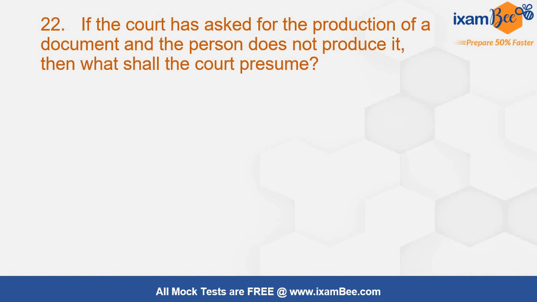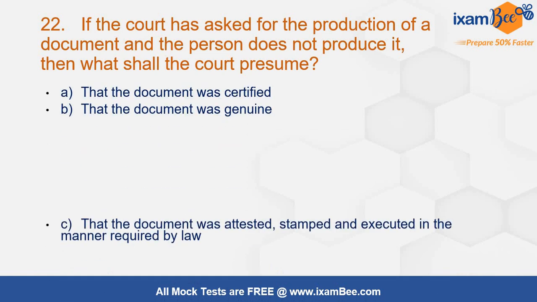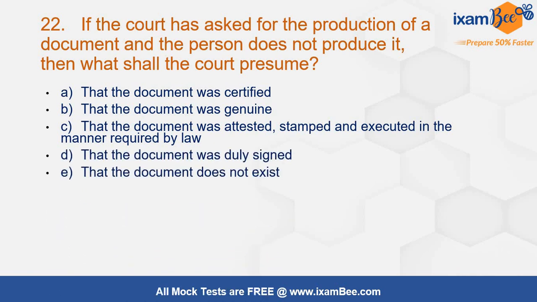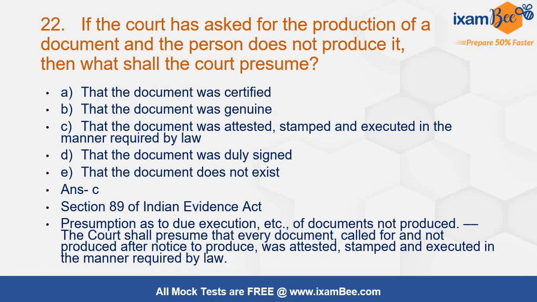If the court has asked for production of a document and the person does not produce it, then what shall the court presume in such a case? Document is certified, it is genuine, it is attested, stamped, executed in the manner that is required by law. Document is duly signed. Document does not exist at all. Answer is C. Document was attested, stamped and executed in the manner required by law. The court will presume that. Section 89 of Indian Evidence Act is talking about presumption as to due execution of documents that are not produced.